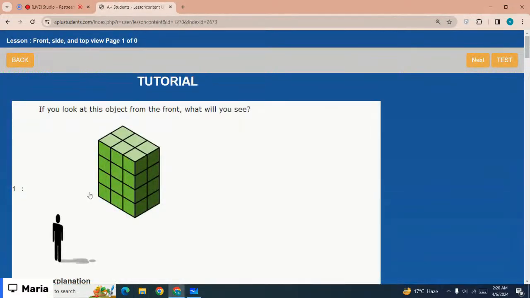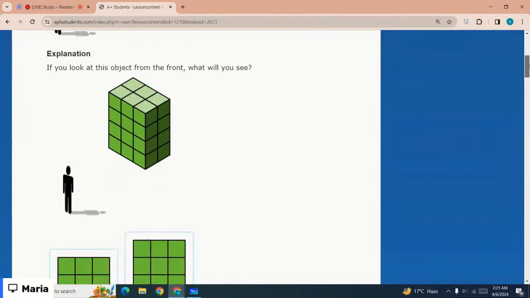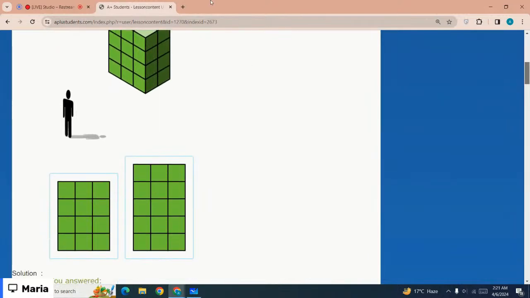If you look at this object from the front, what will you see? Basically, that depends on where you are standing. That depends on which side you are standing, right? For example, if you are standing here, you can see this side. And if you are standing on this side, counting one, two, three, four, that means you can see this side, right?